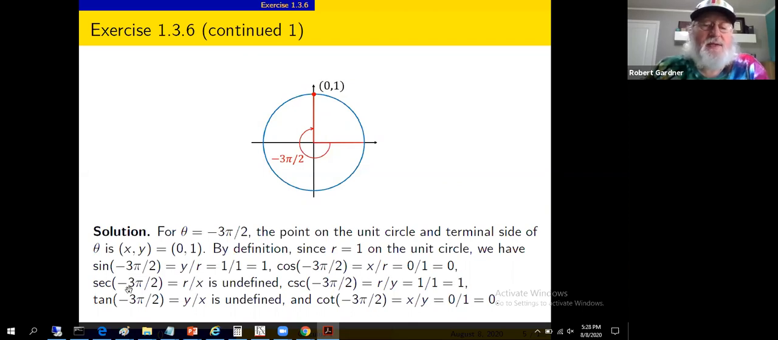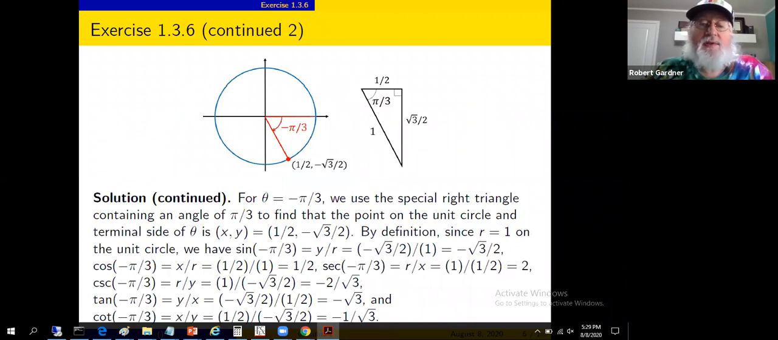How about secant? Secant was r over x. X is 0, so we can't do that one. That one's undefined. And so forth. For the remainders, we have these defined in terms of x, y, and r. And we know x is 0, y is 1, and r is 1 in this picture. That's good enough to go through and find all 6 trig functions. Ooh, a couple of them aren't defined. X is 0, and secant and tangent involve an x in the denominator. Undefined. Can't do those. Those 2 trig functions are undefined at -3 pi halves. All right, so we'll collect this information together in a table after we've looked at the other angles.